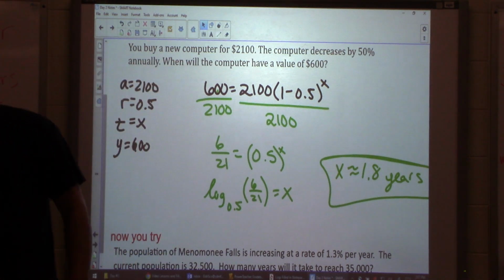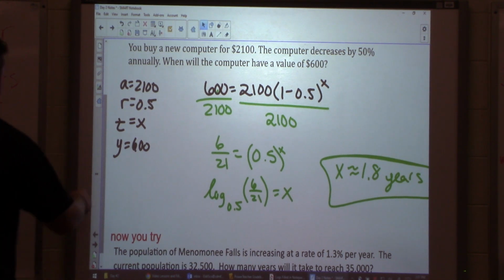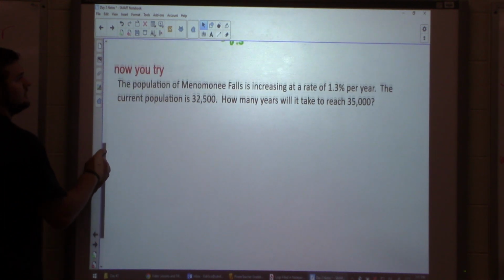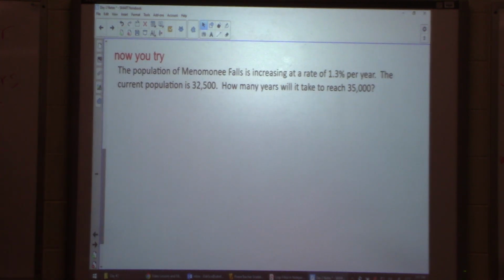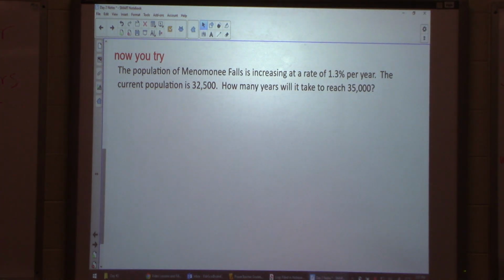Sweet. Flip the next page, try the next one. Last one for the day, try it. Now you try on your own. The population is increasing at a rate of 3.1. Let's go. Try the problem. Less talking, more working.